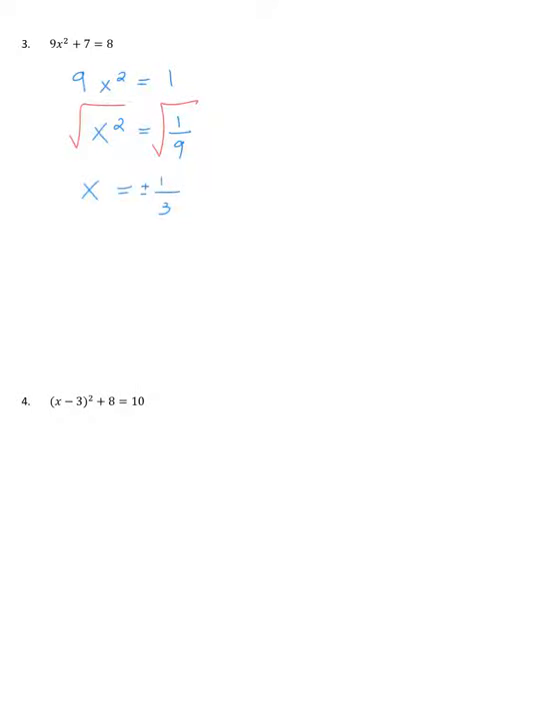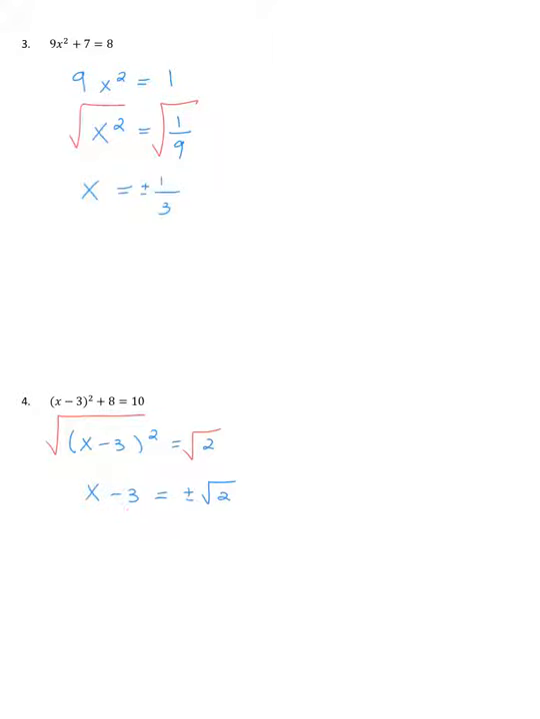Let's check out number 4. Okay, for this one, I'm going to subtract 8 from both sides. And I'm all set to apply the square root. And on the left, I get x minus 3. And on the right, I get plus or minus, but the best you can write this is the square root of 2. You can type it in your calculator, it's going to be a decimal. When this happens, I say we just leave it in this form because it's an exact answer.